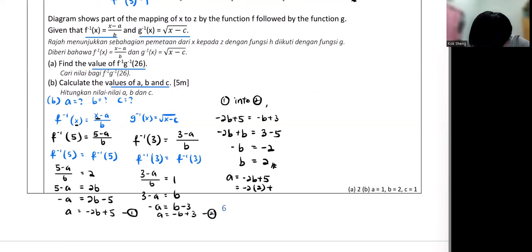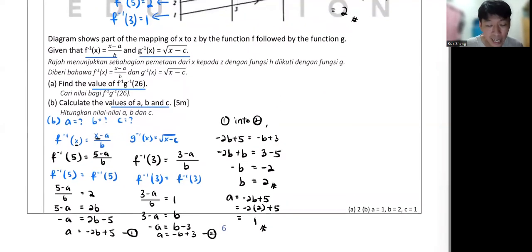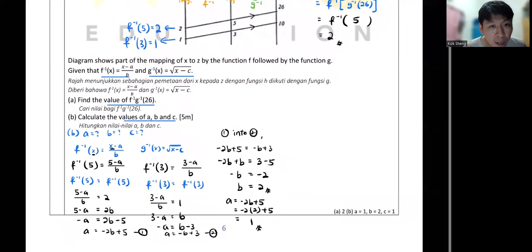Negative 2b plus 5. Okay. But again, I am writing the full step here. The black color one, you can skip some of the steps here if you want.